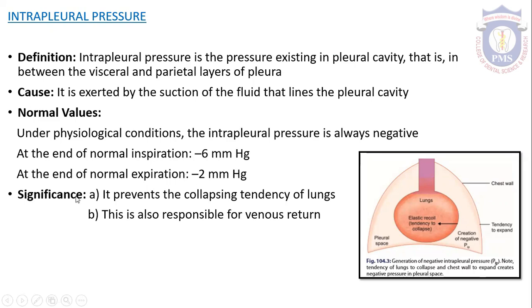Now, what is the significance of this pressure? It prevents the collapsing tendency of lungs, and it is also responsible for the venous return. So how is it responsible for the venous return? Because of this pressure, the vena cavas are getting elevated, and as a result, more blood is pumped against gravity into the vena cava and from vena cava into the right atrium. And that is how it is responsible for the venous return.